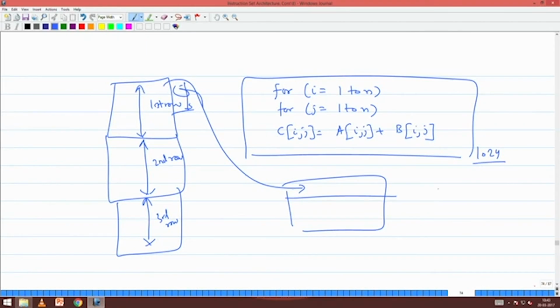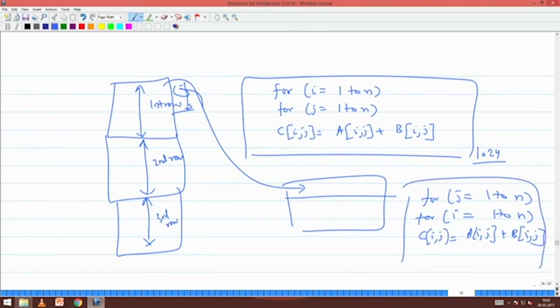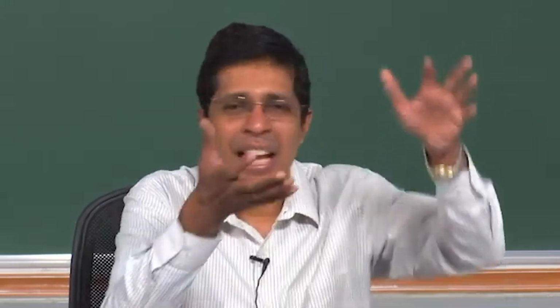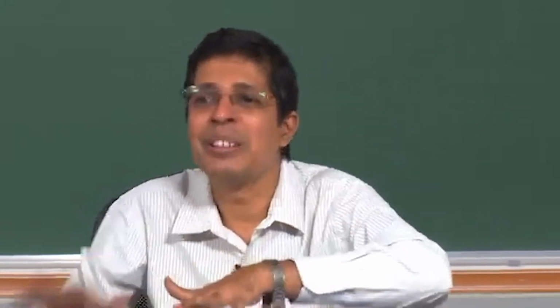Suppose I wrote it as for j equal to 1 to n, for i equal to 1 to n, C[i][j] is equal to A[i][j] plus B[i][j]. Both are equivalent programs. Correct? Both will add. Now what will happen? I will go and bring the first element, then that entire row will be brought. But I need the second column. I am accessing it this way. Your matrix is accessed column wise. The first element I will bring, 1024 things come inside, but none of them will be used.